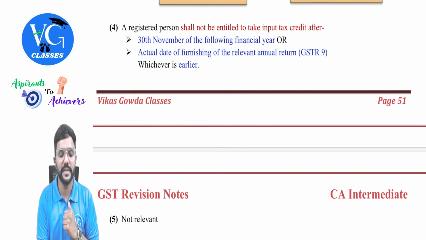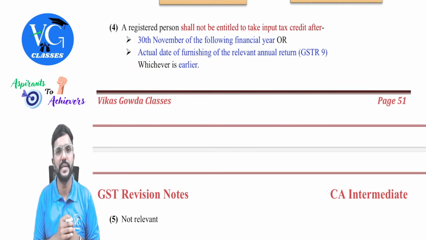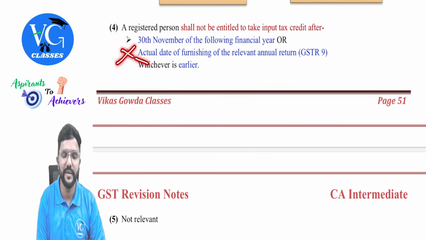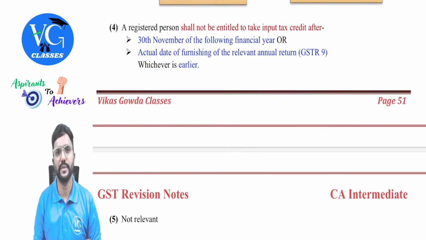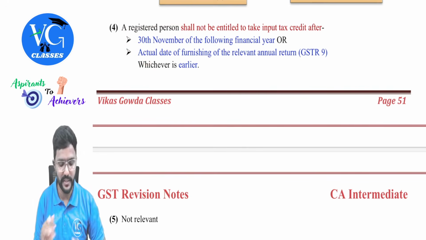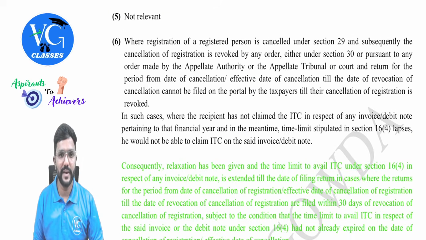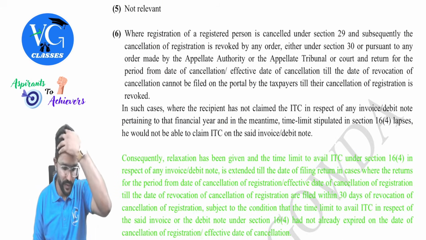Got it? If it is given in the question, well and good. You compare with both and take whichever is earlier. If in case this is not given, straight away go with 30th November. Got it? Yes. Then coming to subsection 5, it is not relevant as of today, so you can just ignore it.